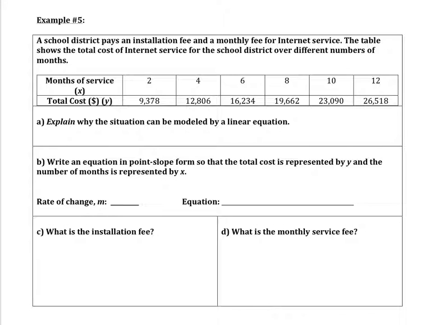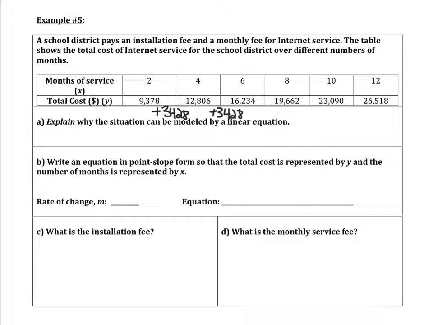So in this problem, you can see that if you add 3,428 to the 9,378, you get 12,806. If I add that same amount, 3,428 to the 12,806, I get the 16,234. And the same pattern follows with each additional number. I can just keep adding 3,428 and get the next number in line.